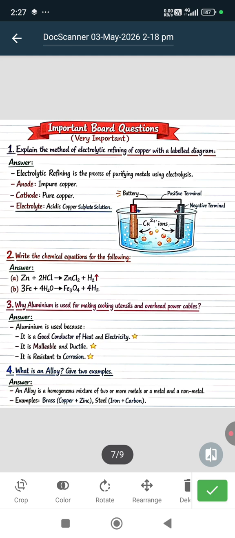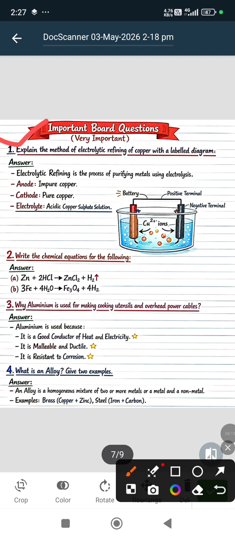Some important questions related to board paper. Number 1, explain the method of electrolytic refining of copper with a labelled diagram. Electrolytic refining is the process of purifying metal using electrolysis. Here at the anode there is impure copper, and at the cathode there is pure copper. In electrolytic refining, acidic copper sulfate solution is used. Chemical equations: Zn plus 2HCl gives ZnCl2 plus H2, and 3Fe plus 4H2O gives Fe3O4 plus 4H2.